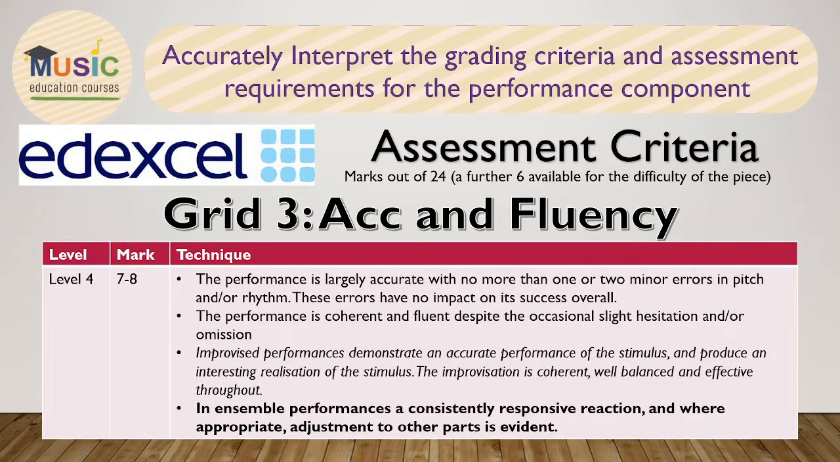Level 4, 7 to 8 marks. The performance is largely accurate with no more than 1 or 2 minor errors in pitch and or rhythm. These errors have no impact on its success overall. The performance is coherent and fluent despite the occasional slight hesitation and or omission. So there's no impact on the success overall.